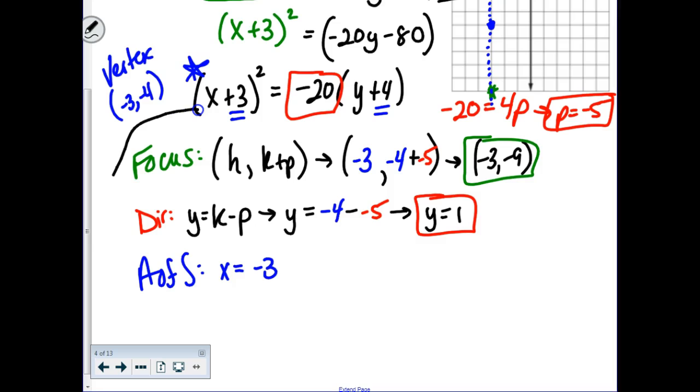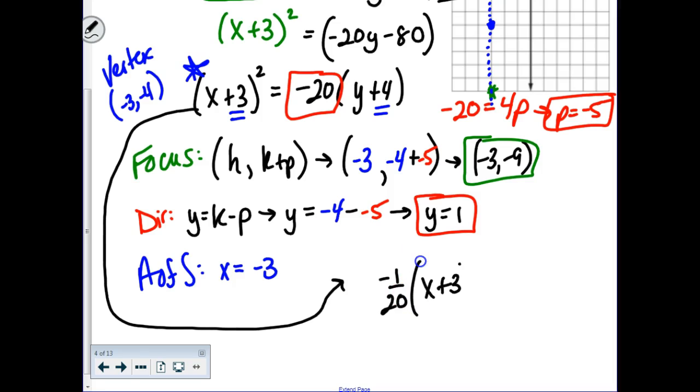Yeah. -1/20 is now in front of the (x plus 3) quantity squared. And then we're going to subtract the 4 over.